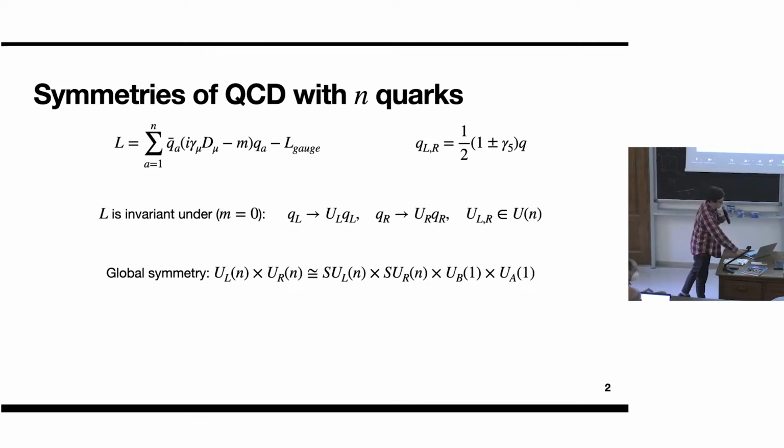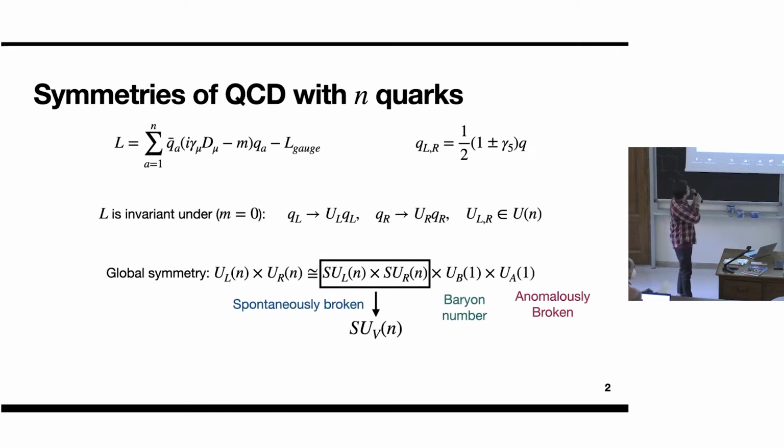Now the symmetry breaking pattern, which is also known, is the following. The SU(N) cross SU(N) is broken spontaneously by the chiral condensate to vector SU(N). The first U(1) is baryon number, which is conserved, and the last one, the axial U(1), is anomalously broken.